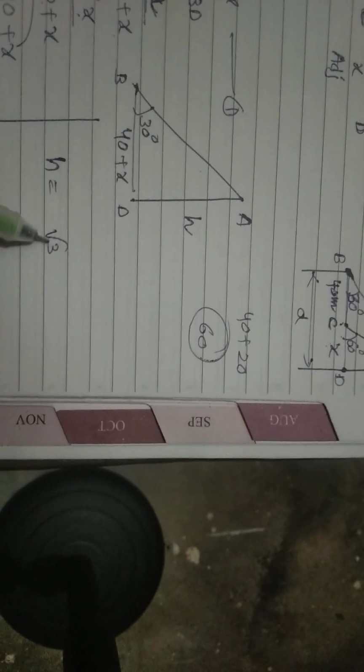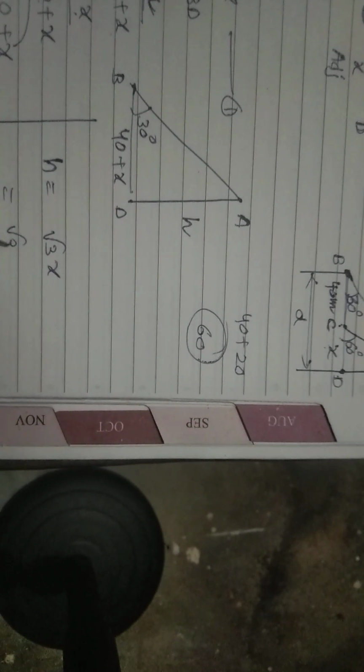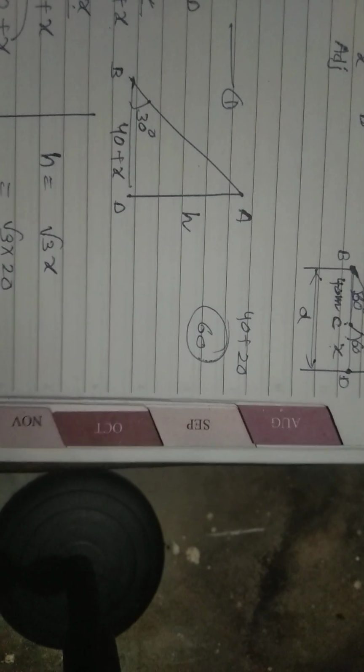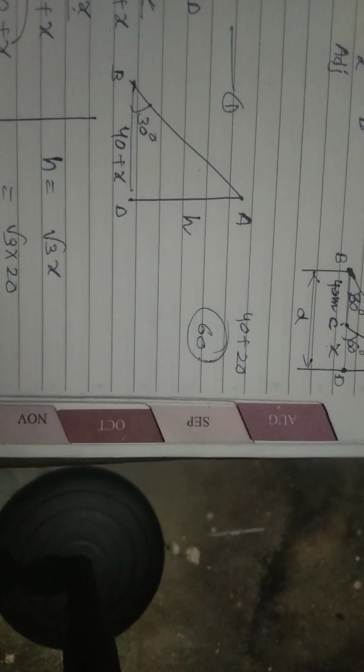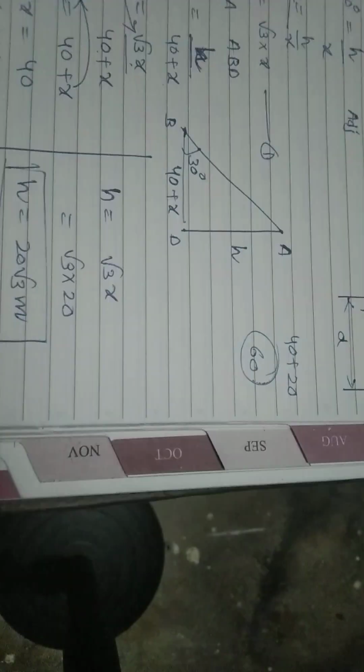We got H is equal to what? Root 3 x. I mean, root 3 into the x value, how much? 20. 20 into root 3, 20 root 3 meters. So what is the height of the tower? Height of the tower is 20 root 3 meters, and the distance from the first observation point to the tower is 40 plus 20, that is equal to 60 meters.